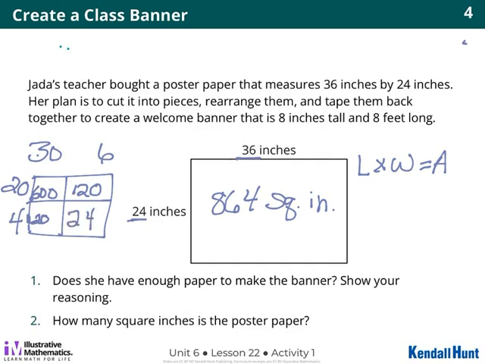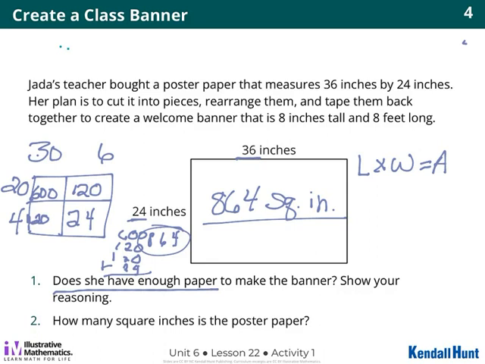And 4 times 6 is? 24. Good, 24. So then I'm going to quickly add those up. 600, 120. Oh, we have 120 twice, don't we? And 24. Running out of room. So that would be 4, 6, and 8. 864. Okay? So if you made a mistake, correct it. So we know the original poster was 864 square inches. Now we're going to look at number 1. Does she have enough paper?